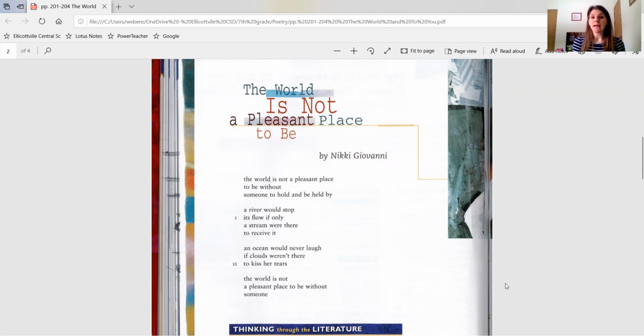The World is Not a Pleasant Place to Be by Nikki Giovanni. The world is not a pleasant place to be without someone to hold and be held by. A river would stop its flow if only a stream were there to receive it. An ocean would never laugh if clouds weren't there to kiss her tears. The world is not a pleasant place to be without someone.